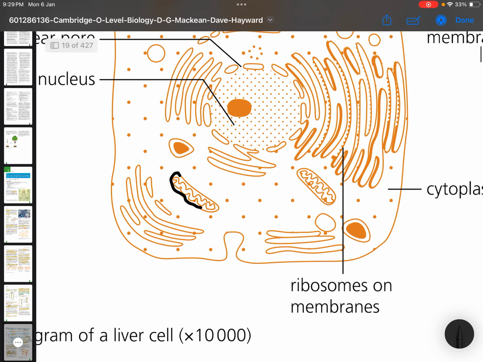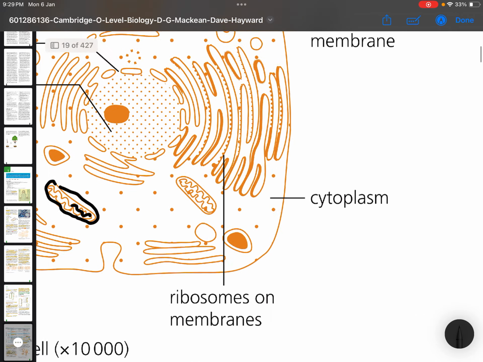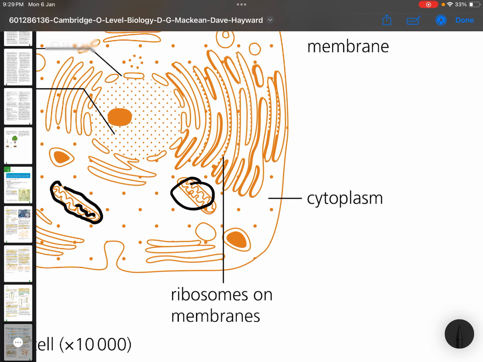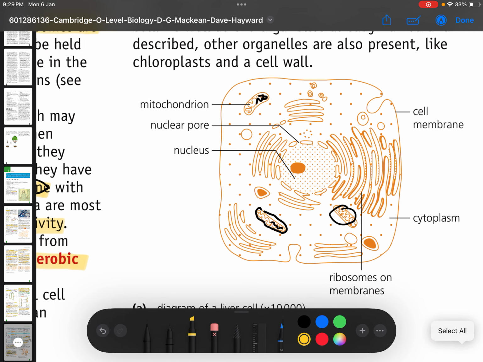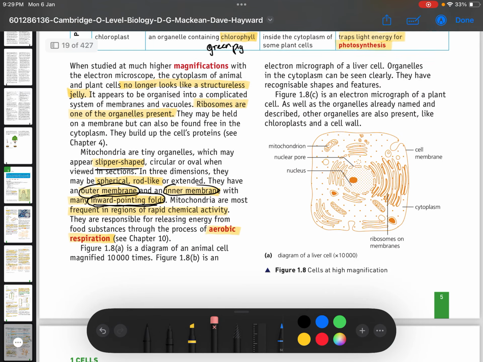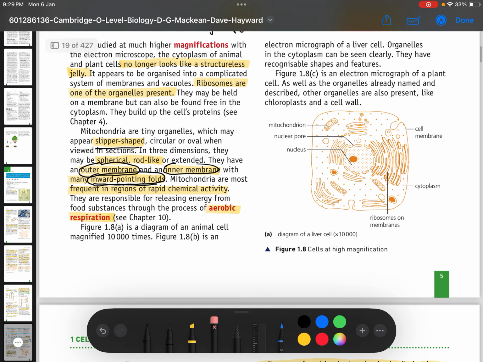You could see this is a rod-like structure, outer membrane, inner membrane with its folds, and over here again another mitochondria. So I hope you understand, and I hope you can identify what a mitochondria may look like on an image photograph. So as we discussed earlier, they help in aerobic respiration to produce energy for the cell.